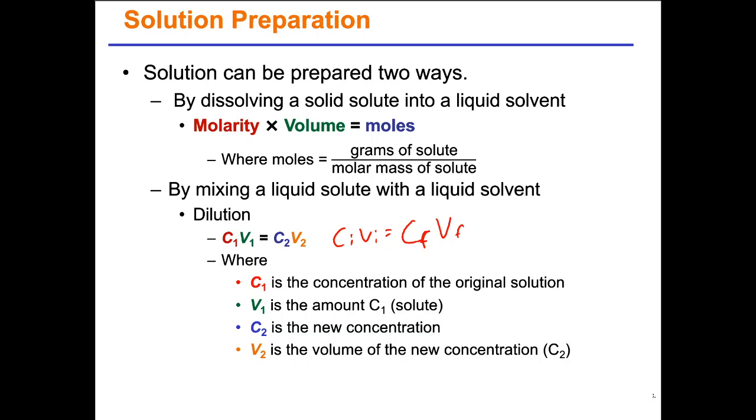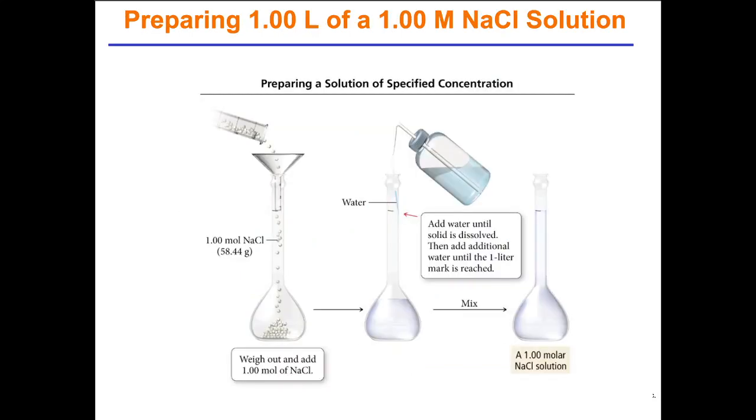Okay, so C1 is the concentration of the original solution. V1 is the volume of the original solution. So V1 is just the initial volume. C2 is the new concentration, and V2 is the volume of the new concentration. The slide made it a little bit confusing there. This should just be volume. Don't let that confuse you. And so we can use this to figure out how much of the original solution we should add to make our new solution. Okay, so 2 ways of preparing a solution. And we'll come back to this idea of dilution and all that stuff.